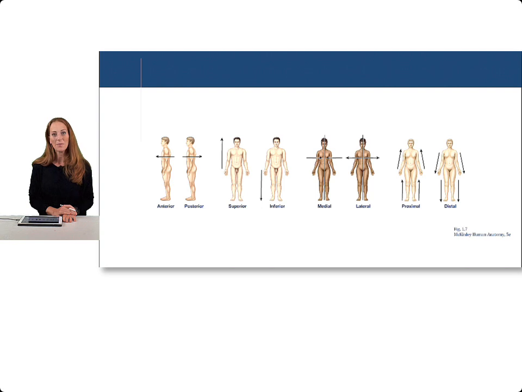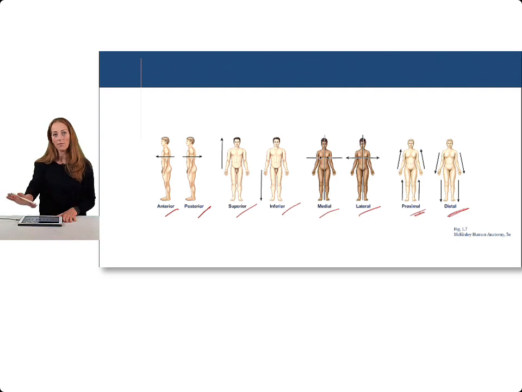Here's an example of each of those directional terms: anterior towards the front, posterior towards the back, superior above, inferior below, medial towards the midline, lateral towards the sides, away from the midline. Proximal and distal are generally used for limbs, and proximal means closer to the body attachment, and distal means further away from the body attachment.